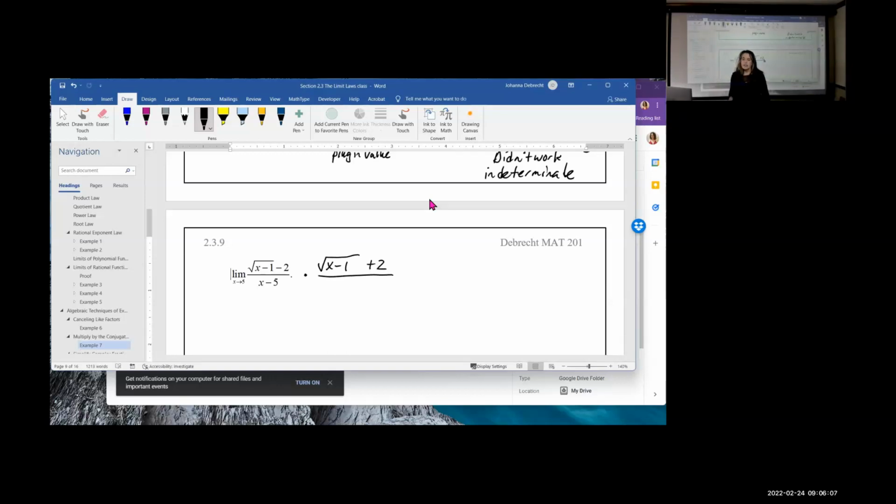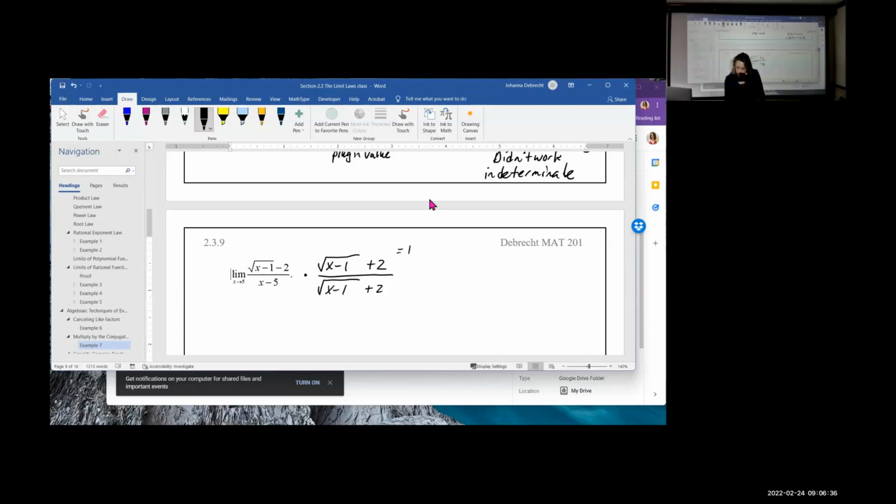Now, we can't just change the problem. So in order to make this allowed, we have to multiply by a form of 1, which means we multiply by the conjugate divided by itself, because this is really just equal to the number 1, anything divided by itself. So what we're doing is multiplying by the conjugate of the part that has the radical to see if we can get rid of whatever is causing the 0 over 0 to show up.